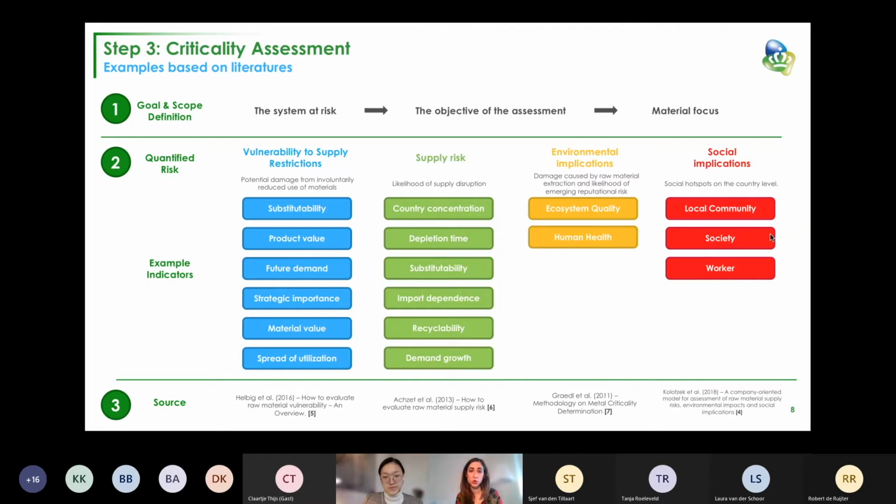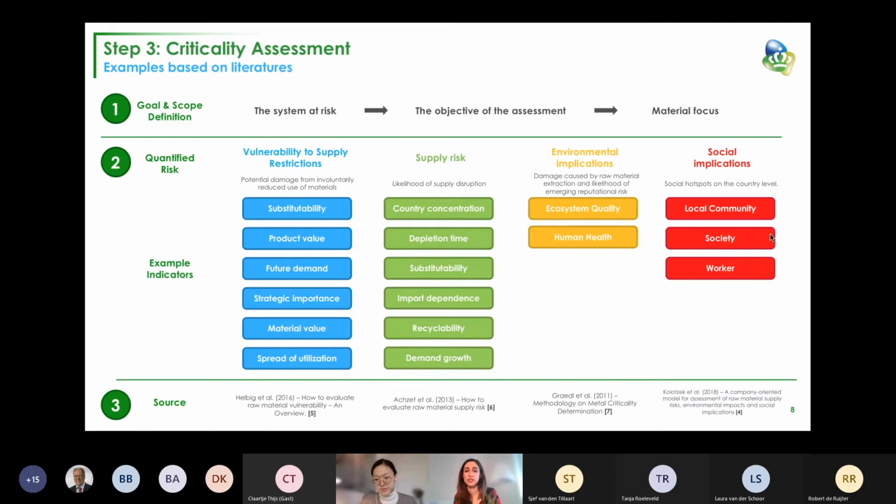Then the second step was to quantify, according to those 4 domains, the risks, for example, vulnerability to supply restrictions. Indicators in that field could be substitutability, so how easy is it for us to substitute materials that are critical with others? The product value, so in case there would be supply disruptions, how would that affect the value of your product in your industry? Also future demands and the strategic importance for that, which is basically your future technologies, because most likely raw materials might also rise in the future.